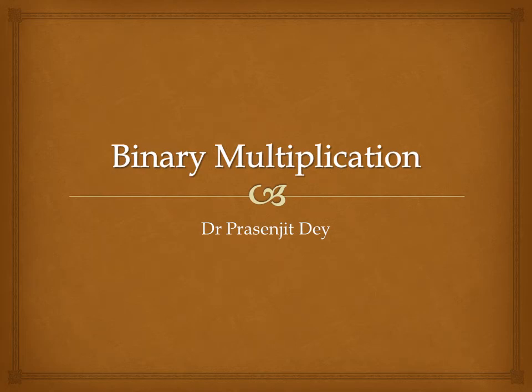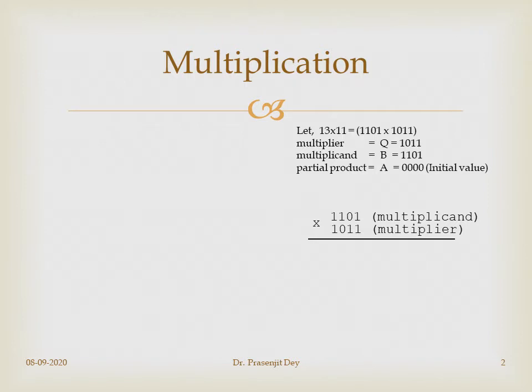Hello everyone, today I am going to explain binary multiplication. Suppose you want to multiply 13 by 11. 13 in binary is 1101 and 11 in binary is 1011. So the multiplier Q is 1011 and the multiplicand B is 1101, and the partial product is 0000.